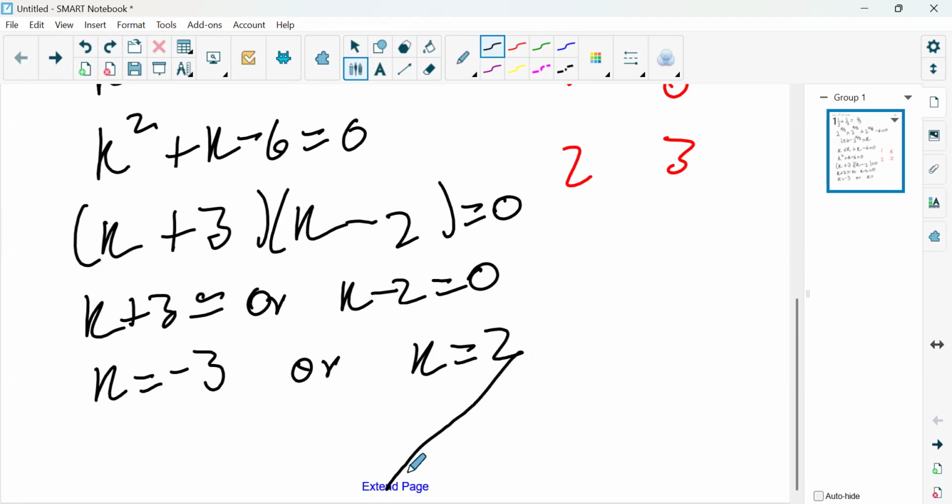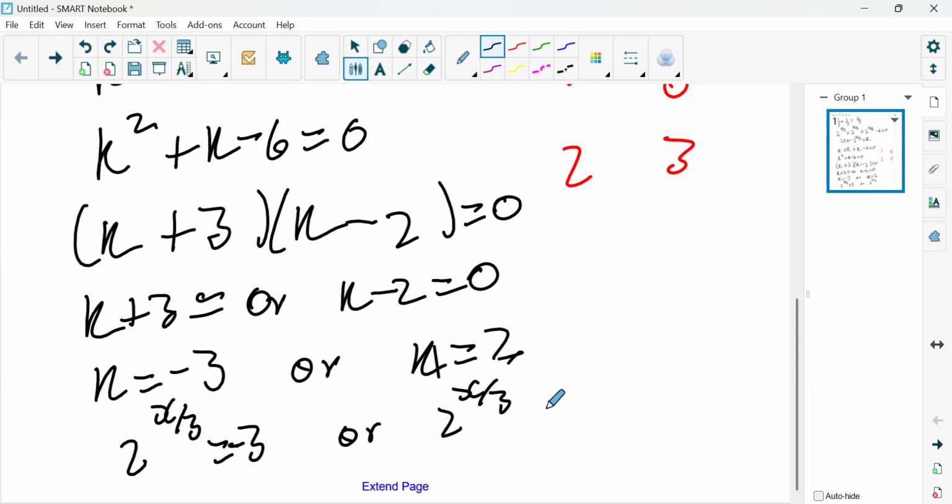Now remember guys, this is not where we stop. This is another mistake that learners make when they're using the k method. They stop here. We still have to remember that we're not solving for k. We're solving for 2 to the power of x all over 3. So let's substitute. Everywhere we see k, we substitute what it equals. So we'll have 2 to the power of x all over 3 is equal to minus 3, or 2 to the power of x all over 3 is equal to 2.